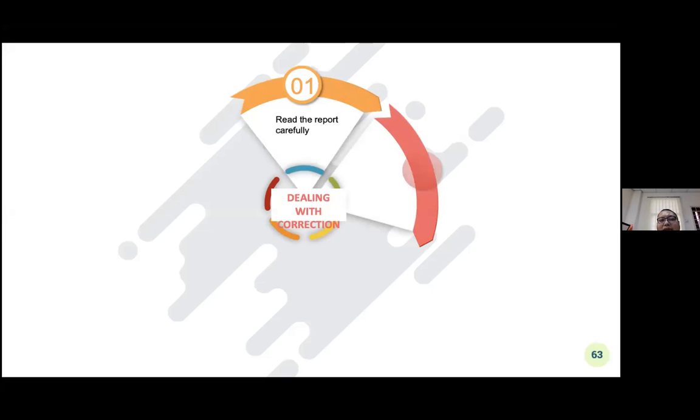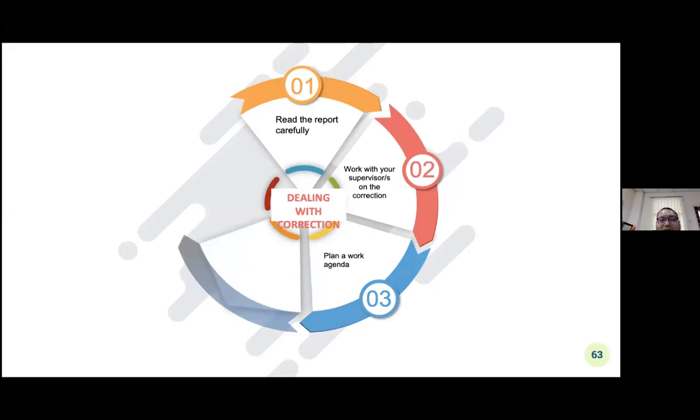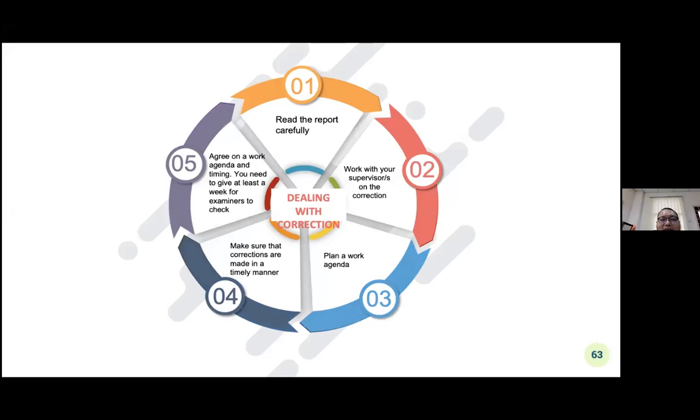Okay, these are other things. Dealing with corrections. In my experience, some students think that after finishing the Viva, they already get the PhD. And that is wrong. Actually, dealing with correction is tougher than submitting your thesis. I've experienced two of my students doing correction for nearly 1.5 years. I'm sure many other supervisors also face the same problem. The student thinks that after they finish their Viva, they have already graduated.